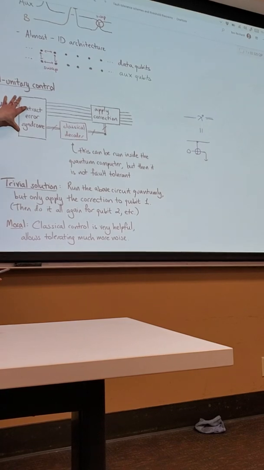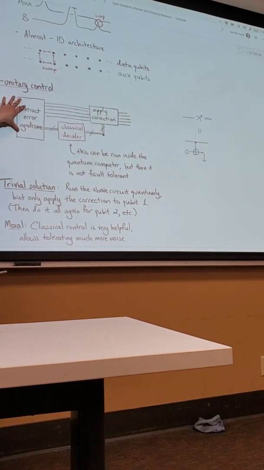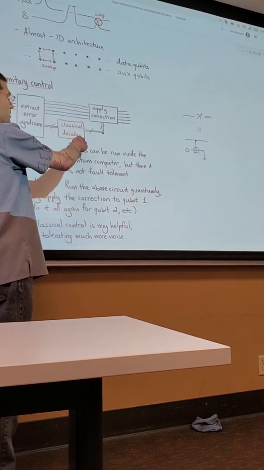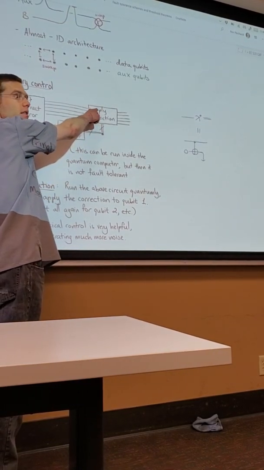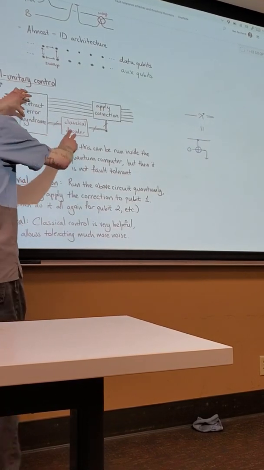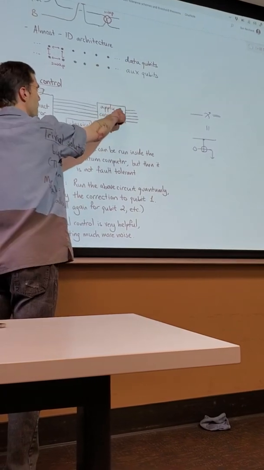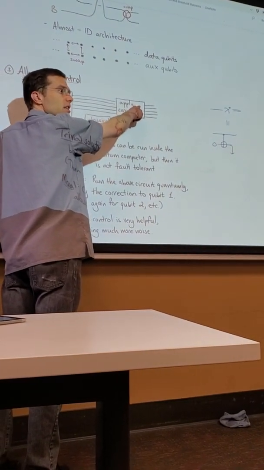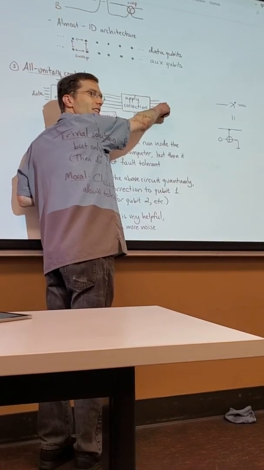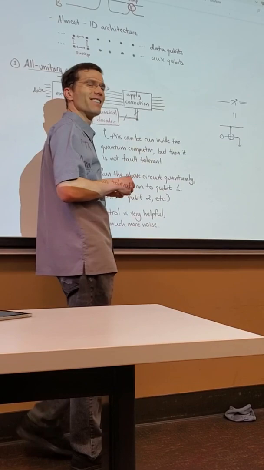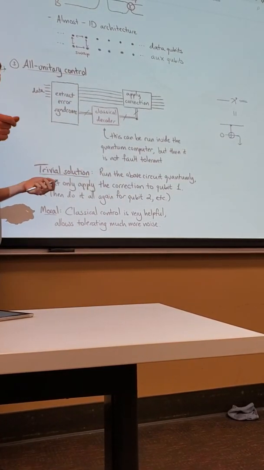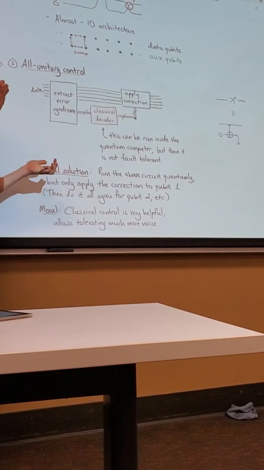All right, so you make this all unitary, but again, that's not fault tolerant because any error in this classical decoder could spread to an error here. It could spread to a high weight error here. And so what you do is you take this circuit and then you only apply the correction to qubit 1. Then you repeat the whole circuit and you only apply the correction to qubit 2. And then you repeat the whole circuit and you only apply the correction to qubit 3. That will be fault tolerant because there's no way for errors to spread, and it's all unitary, so it's fine.